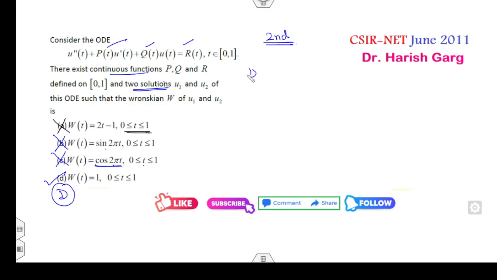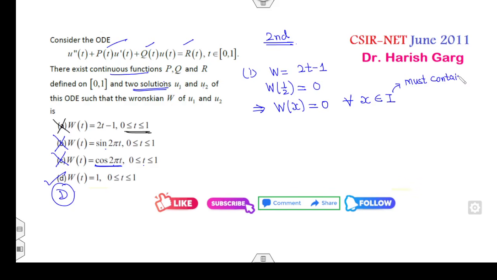Fine, we can see the Wronskian is 2t minus 1. If I find the Wronskian at t = 1/2, what answer do we get? It is 0. If it is 0 at some point, that means the Wronskian would be 0 for all x in the interval I, and this interval I must contain the point where you evaluated it, 1/2. Is it true? Does 1/2 belong to this interval? Is it true the Wronskian is 0 for all?